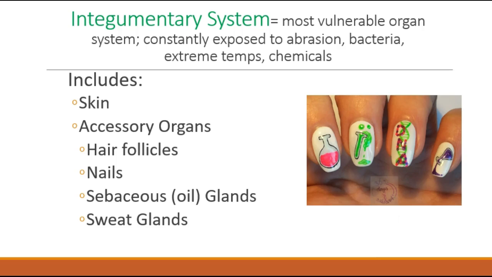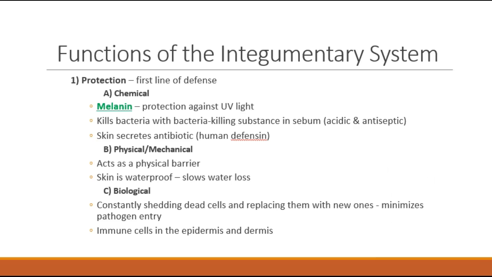Structures that make up the integumentary system primarily include the skin, the hair, and the nails, but can also include the sebaceous or oil glands and sweat glands. There are 6 major functions to the integumentary system. The first and most important is protection. The skin is able to protect the body chemically, physically, and biologically.